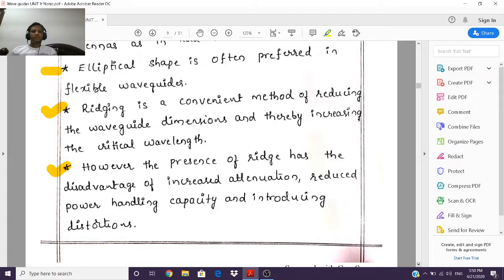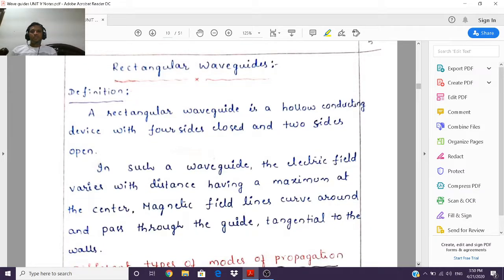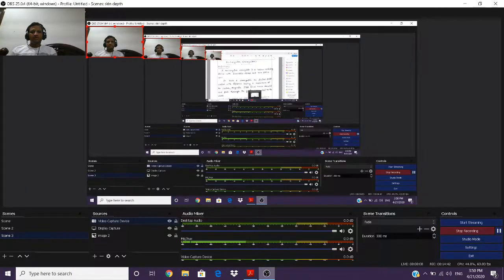And that's it about this particular topic. And in the next class, we will be seeing about the rectangular waveguides and its analysis.